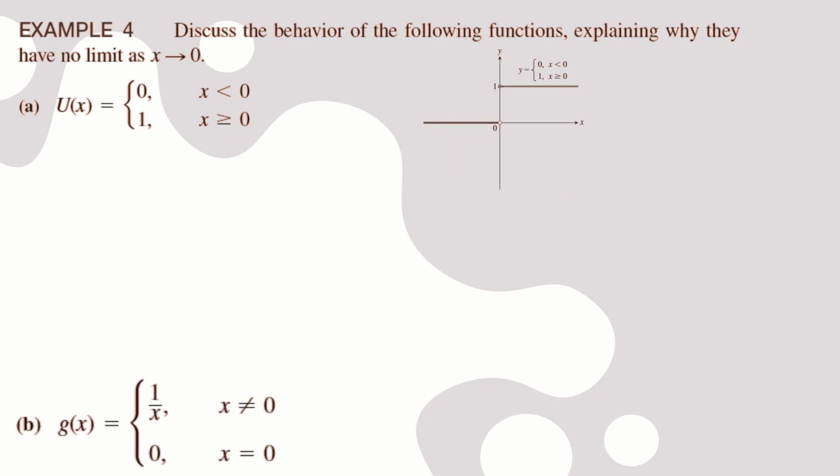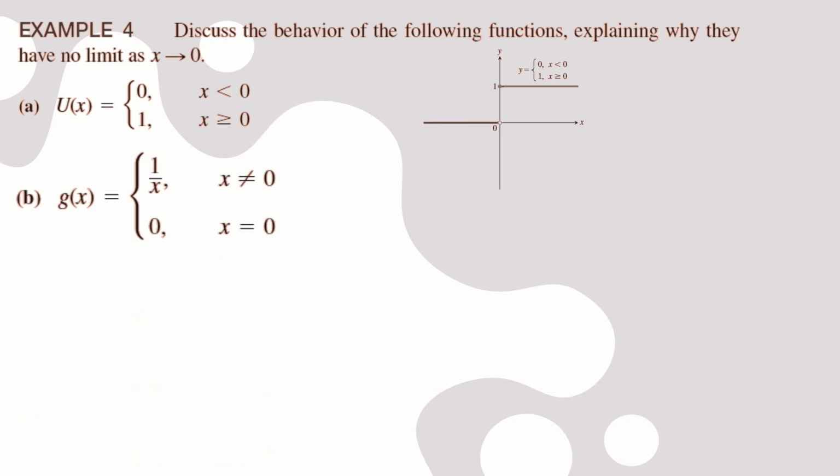Let's consider another function, that is g of x, which is equal to 1 over x when x is not equal to 0, and it is 0 when x is equal to 0. So the graph of this function is like that. You see it's the same as 1 over x, but 1 over x is not defined at x equal to 0, and so we have defined it at x equal to 0. Its value is what? That is 0. So in this case g of 0 is defined as 0.